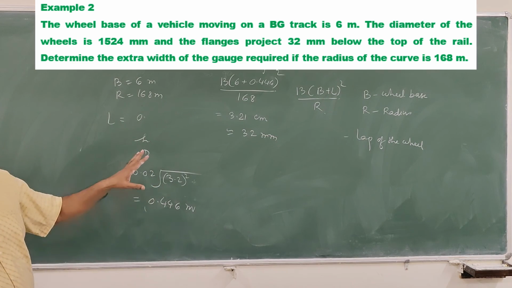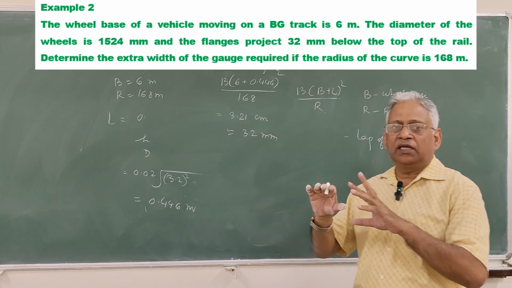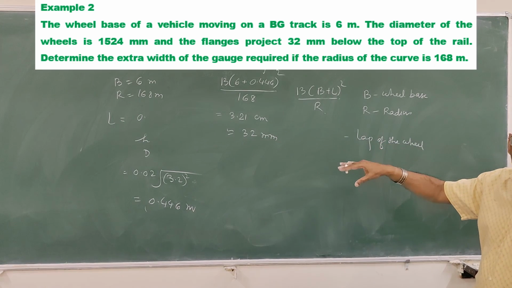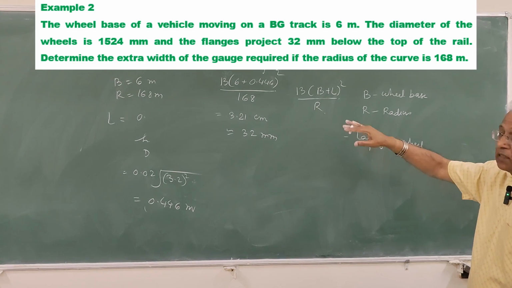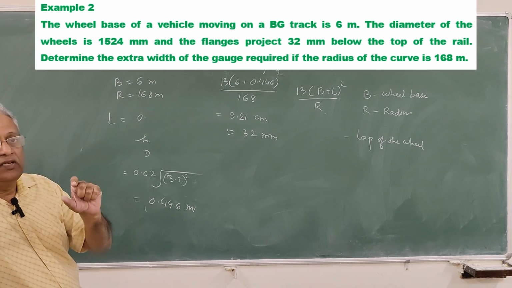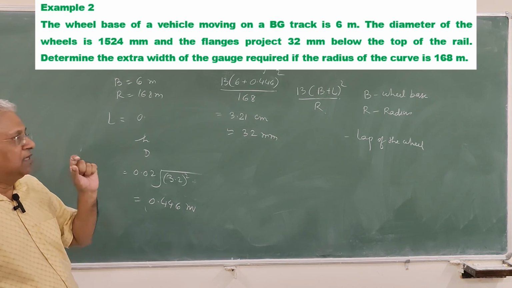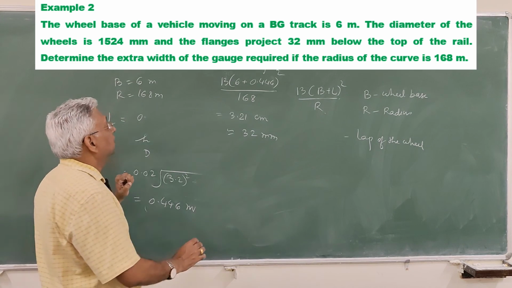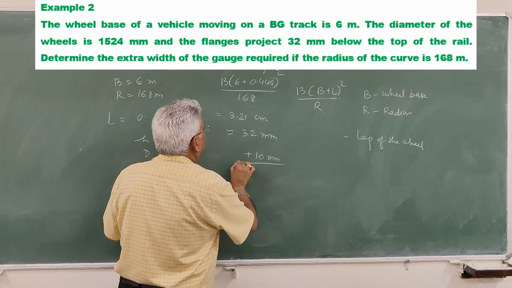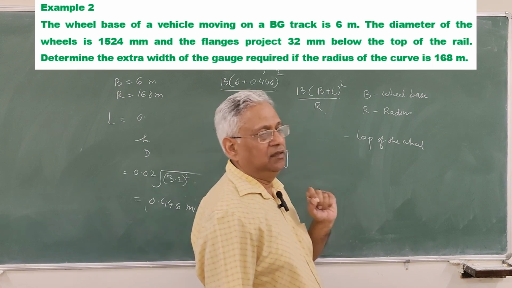Now you can see a radius of 168 meter corresponds to almost a 10-degree curve. For 168 meter, the extra widening required is 32 millimeter, which is quite large. And if you provide this extra widening, wheels may go out of the gauge. What Indian Railway stipulation says is that for radius of 350 meter or less on broad gauge, the tolerance which can be provided is plus 10 millimeter. And therefore, extra widening on this curve should be limited to 10 millimeter.